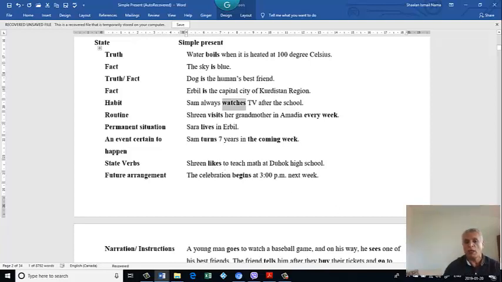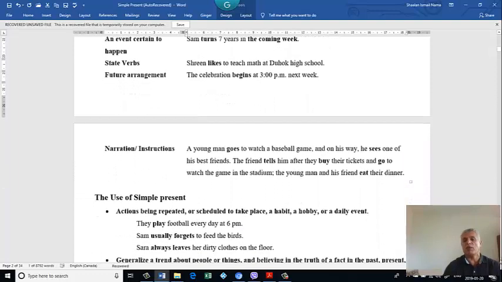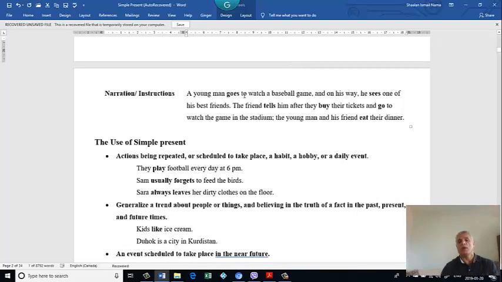Sometimes we have a future arrangement. The celebration begins at 3 p.m. next week. Or sometimes when we tell a story, telling a story is the best way to make everything happen in the present time. If we look here, we have goes, then we have sees, then we have tells, then we have buy, then we have go, then we have eat. Okay? When do we use simple present?